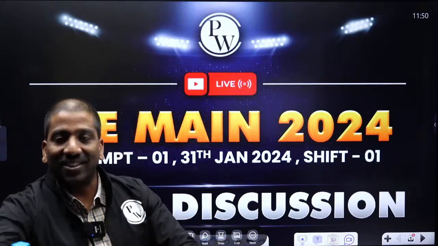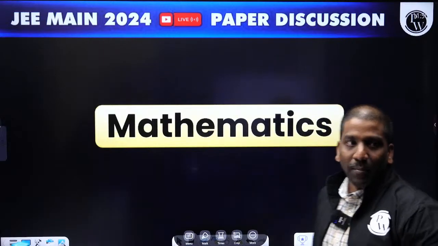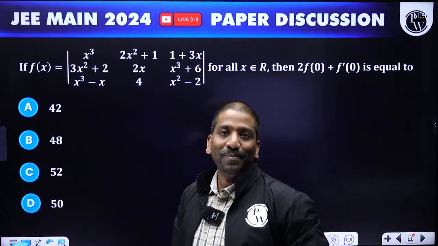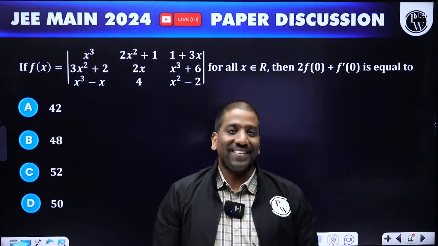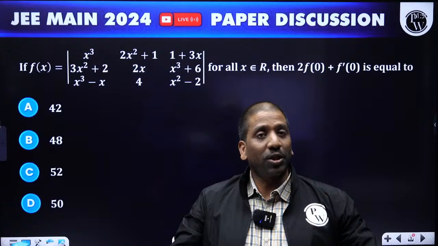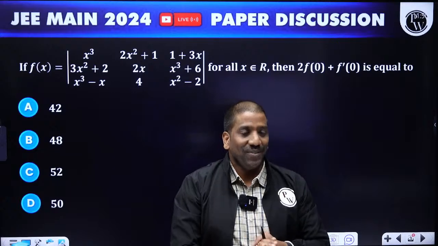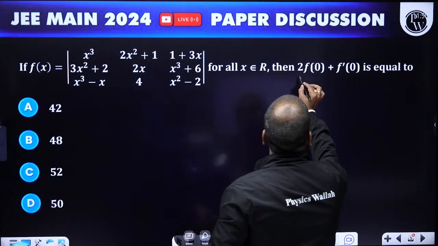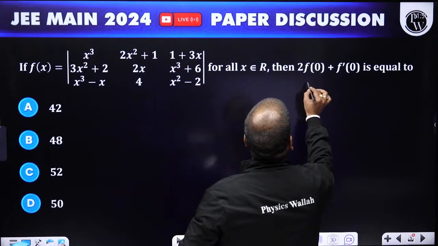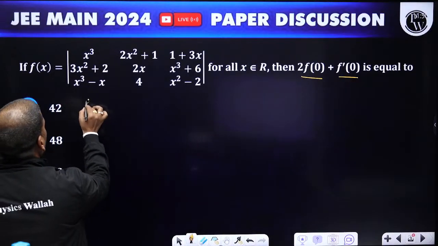Okay, let's start. Mathematics. First question from the session from determinant. In yesterday's session also, a few questions from the determinants without expanding, right? So directly we applied looking at the sin x. Here we want both f of 0 as well as f dash of 0. First let us find f of 0. What is f of 0?